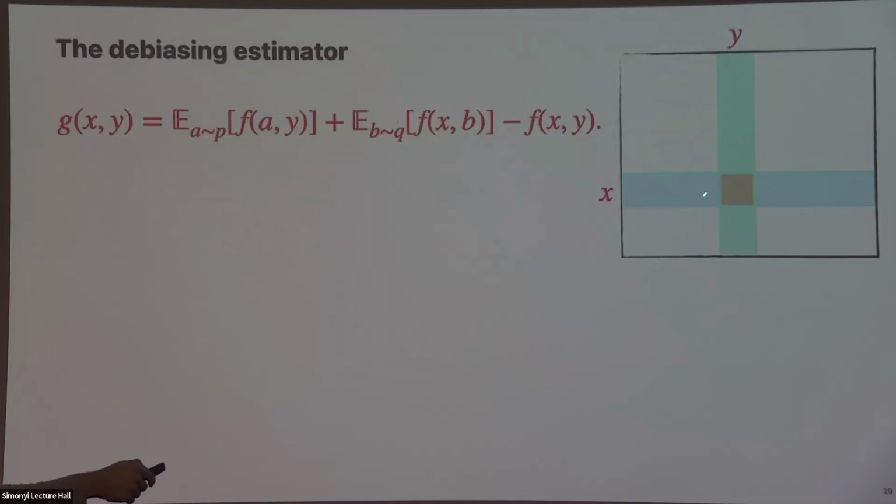In terms of a picture, imagine that this point here is (x, y). So I first take the row average, then I take the column average, and then I subtract out the value at (x, y) sitting at the center, which kind of got double counted.